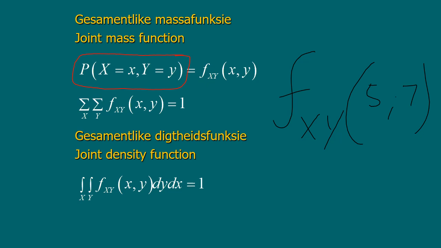So that notation that you see there, you want to know what's the probability X is 5 and at exactly the same time Y is equal to 7. We can have a joint mass function. Remember mass, where we add things together. We can have a joint density function where we integrate together. Same definition as in chapters 3 and 4. Everything added together must give me 1. Everything integrated together must give me 1.